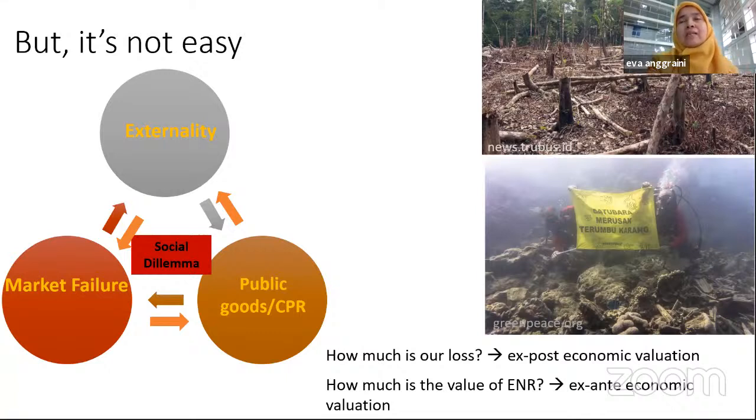But it's not easy. We observe that there are many cases showing that externalities are pervasive and we could not deal with them. We couldn't find solutions to the externalities which exist everywhere. Related to forests, we see deforestation continues, and also in the marine area, and plastic pollution and so on. So there is a complexity related to the environment and natural resources. This externality persists because our environment and natural resources are mainly public goods or common pool resources.